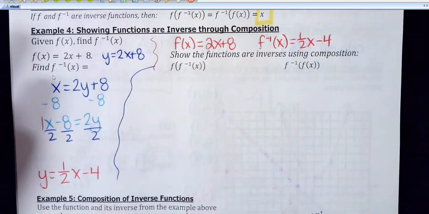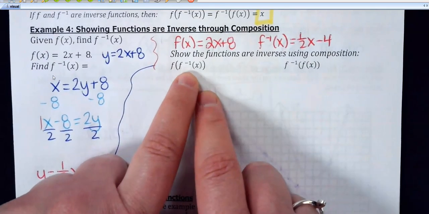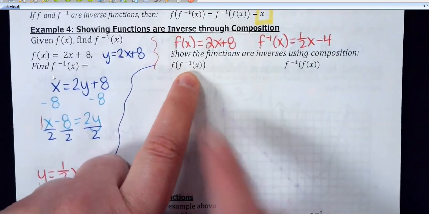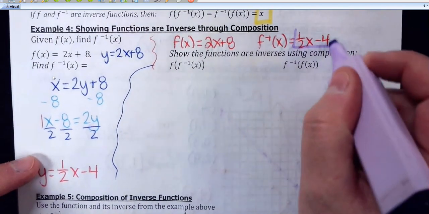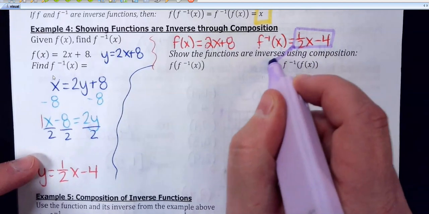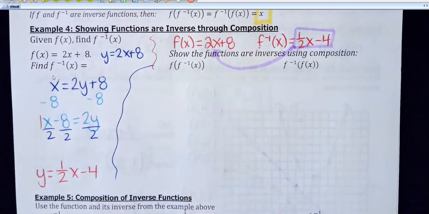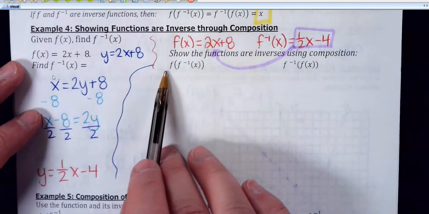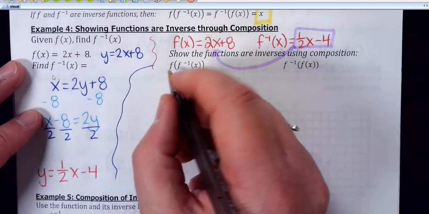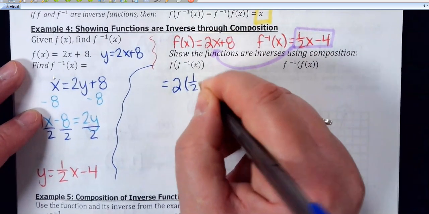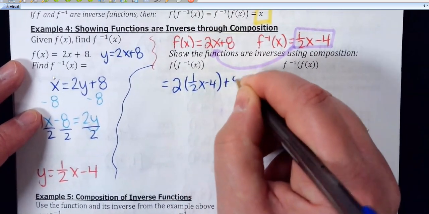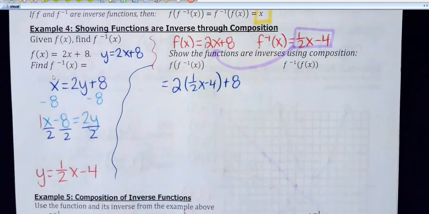For the first one, this says f of f inverse of x. So for this first one, what you want to do is you want to grab the inverse, and we're going to plug that in for x into the f of x function, right? You have to show that this works both ways. So this is the function composed with its inverse. So I would do 2, and then instead of x, you just do that 1/2 x minus 4, and then plus 8. And then we're just going to simplify.